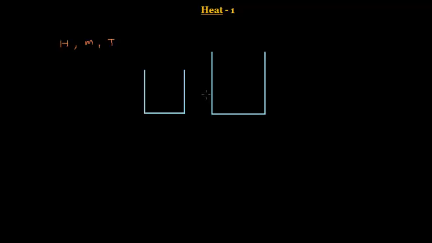In this video, we are going to learn about the relationship between heat, mass and temperature. To know this relationship, let us see an activity. Let us take two beakers, a smaller one and a bigger one. Let us fill both of them with water. The smaller beaker will have less mass of water and the bigger beaker will have more mass of water.